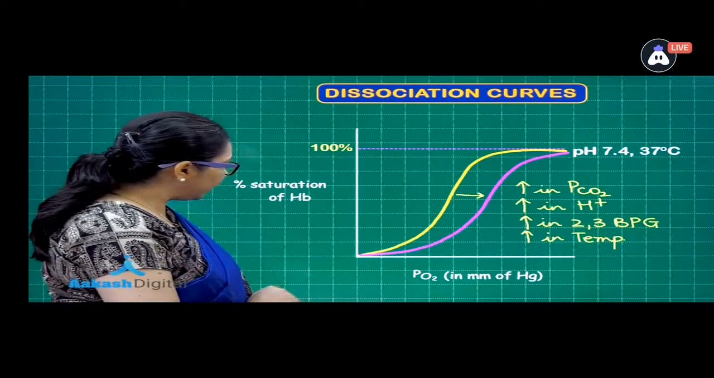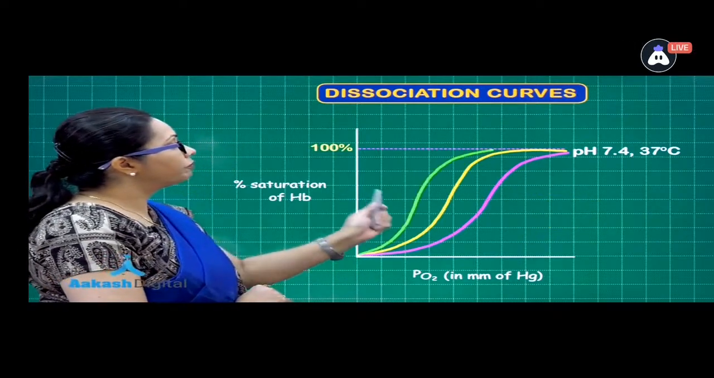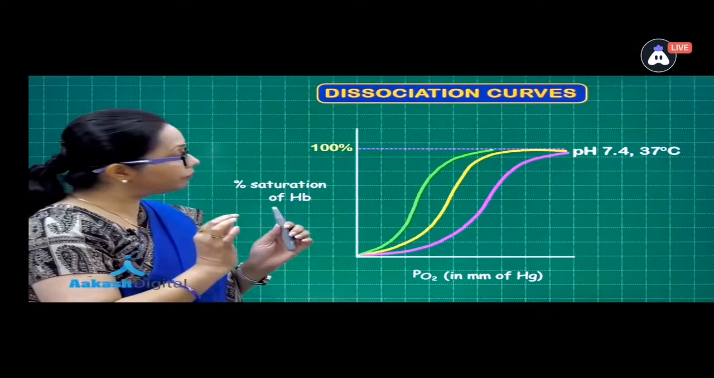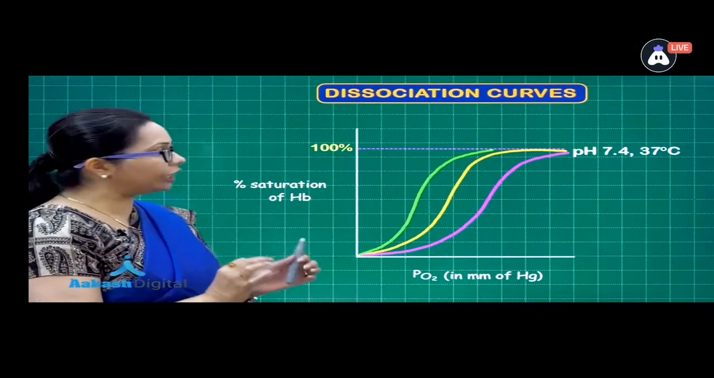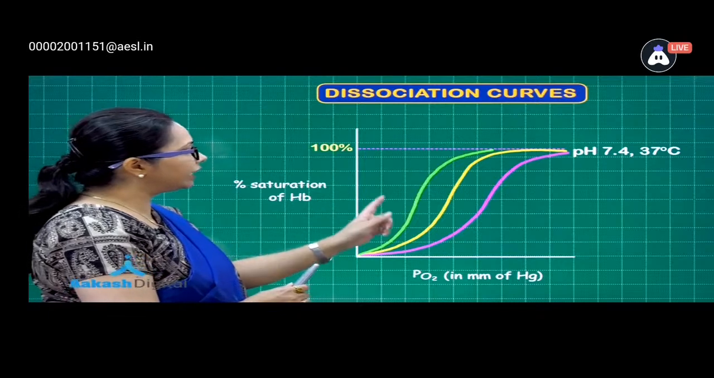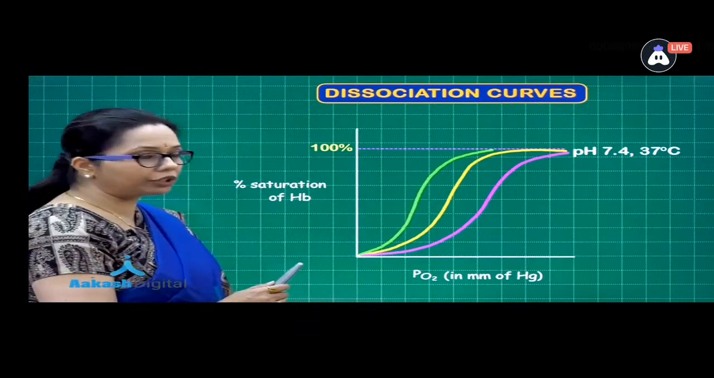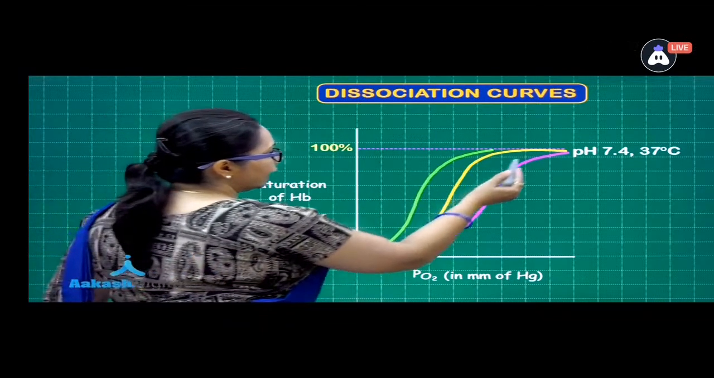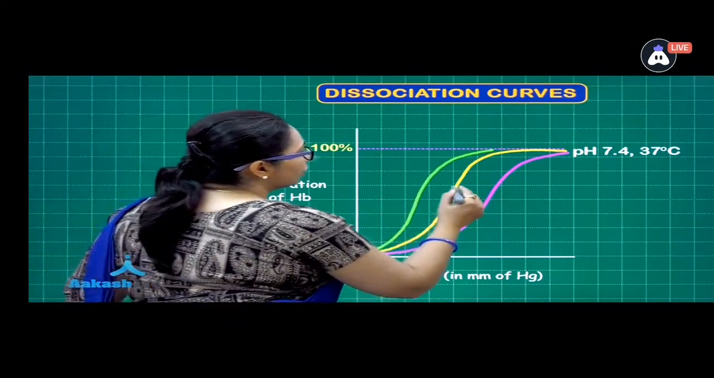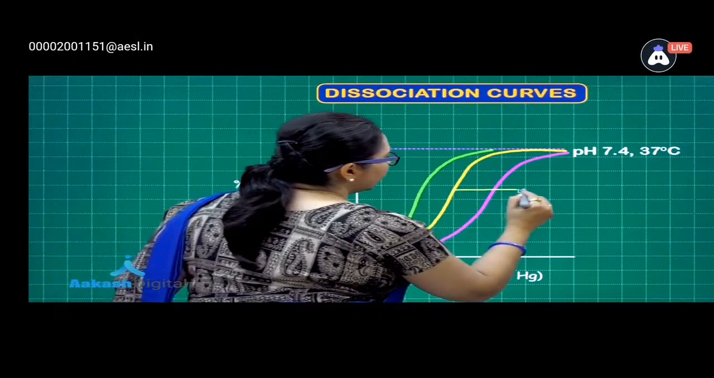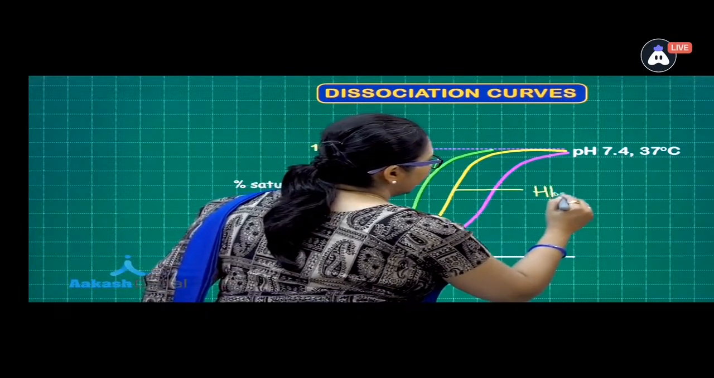Now let us see what happens in case of hemoglobin F, that is fetal hemoglobin. As we said, fetal hemoglobin will always be towards the left of maternal hemoglobin. So in this case, this graph in the middle, this one is for HbA.